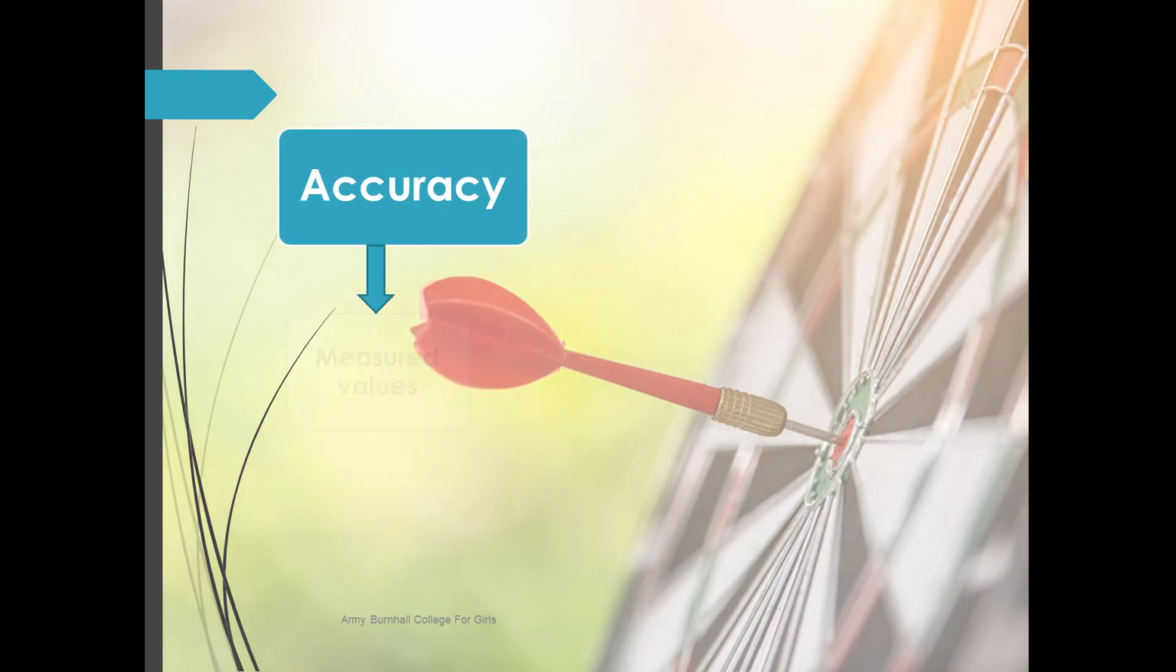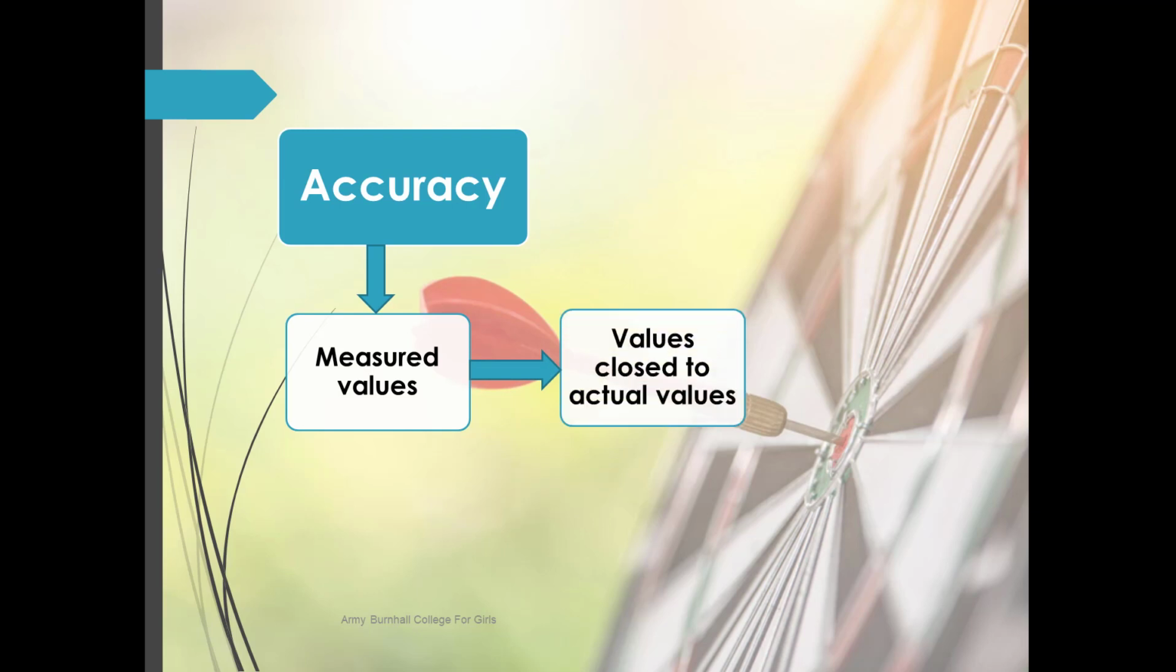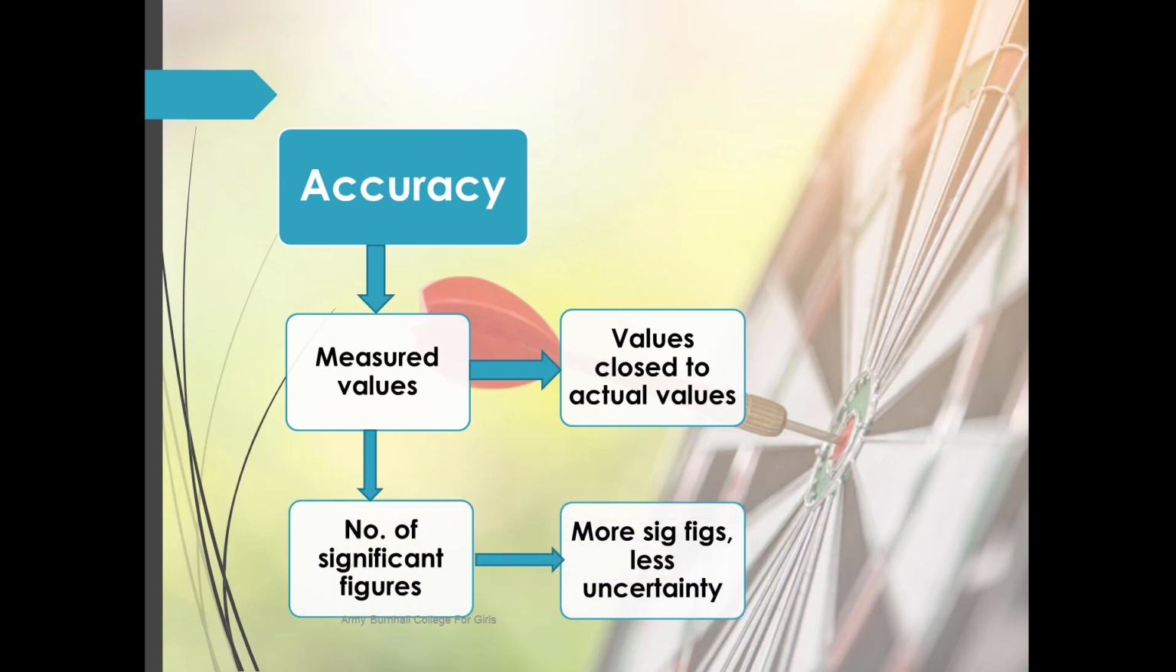Accuracy is dependent upon measured values, values close to the actual value. It is not dependent upon the instrument, it is only dependent upon measured values, values close to the actual value, and it is determined by the number of significant figures. So we can say that with more significant figures there is less uncertainty and more accuracy.